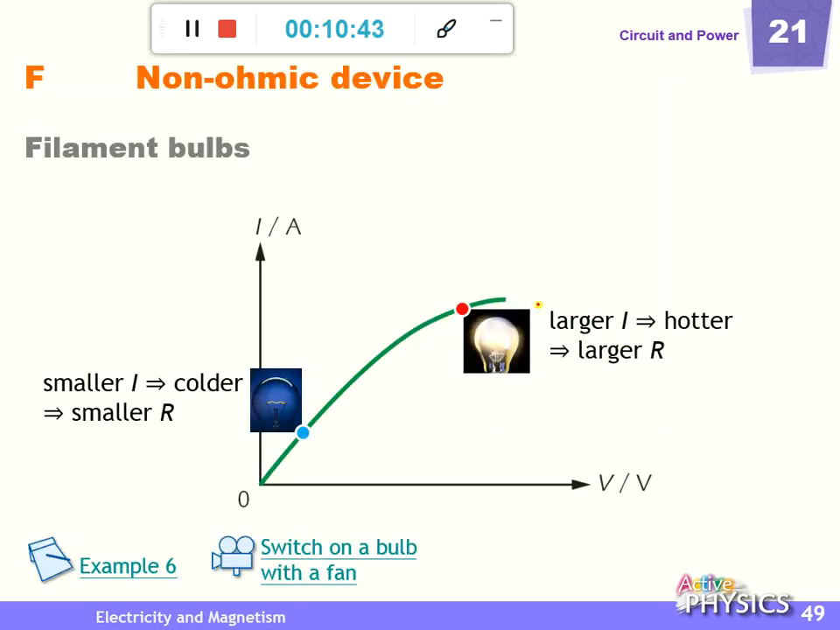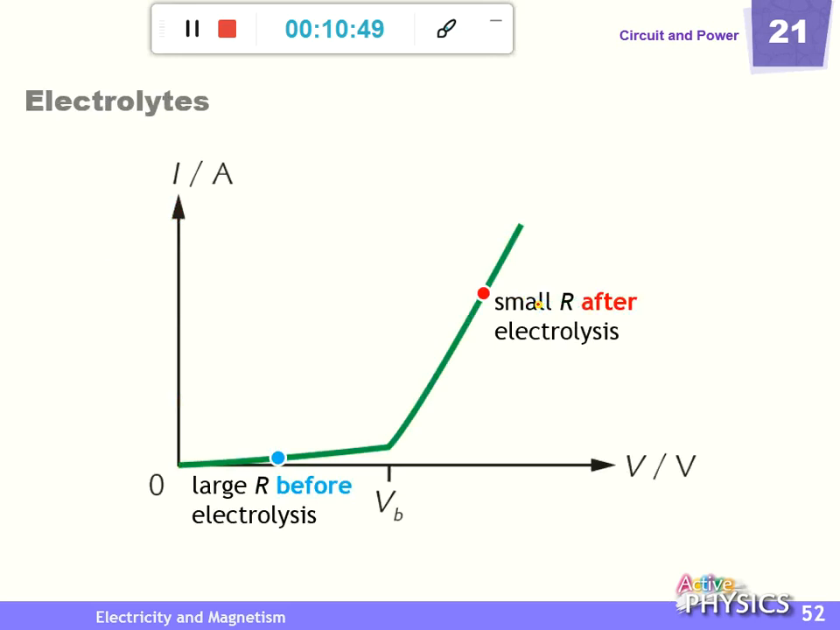Now go back to this example 6. Example 6, stay behind. Keep going. The other one will be the chemistry electrolyte. For this, focus on the axis I-V. It means that you focus on the slope. For this, a steeper slope means that R should be smaller.